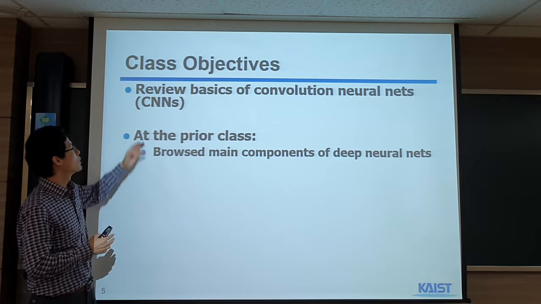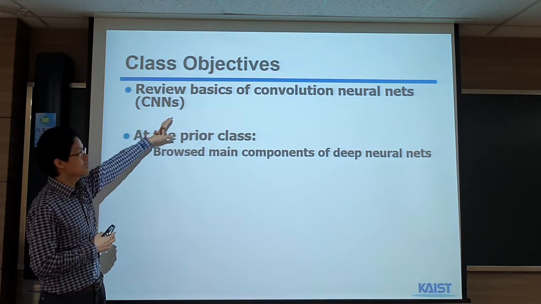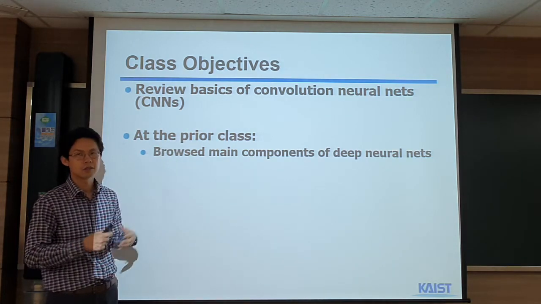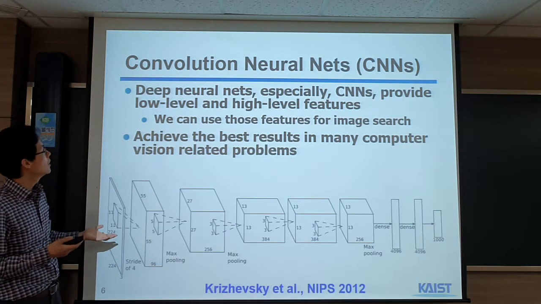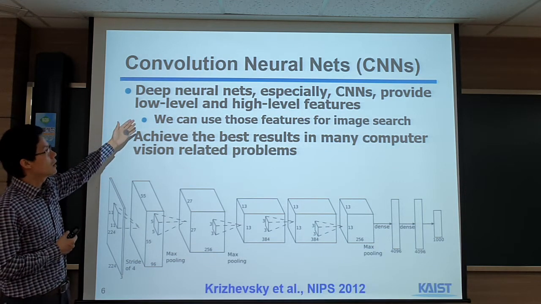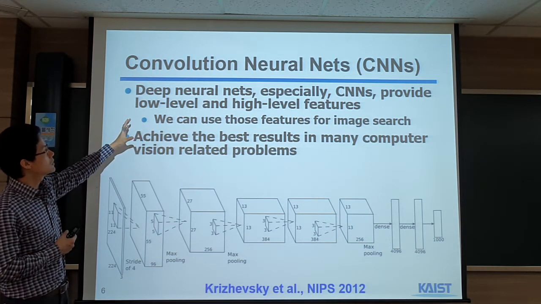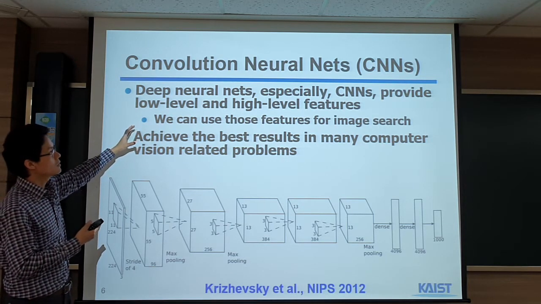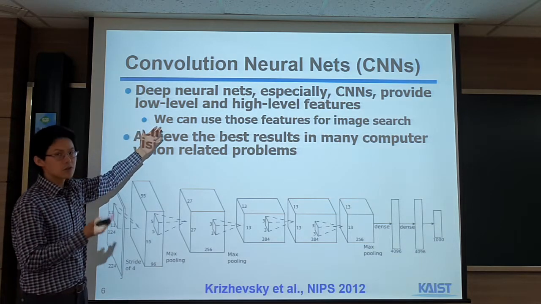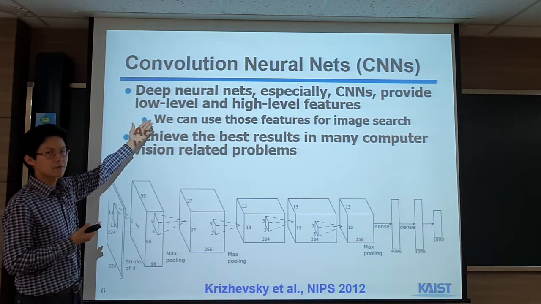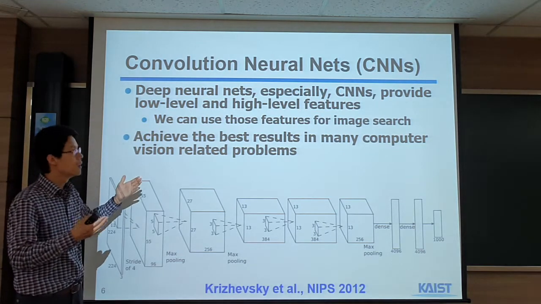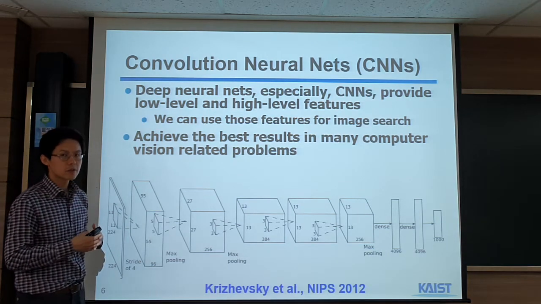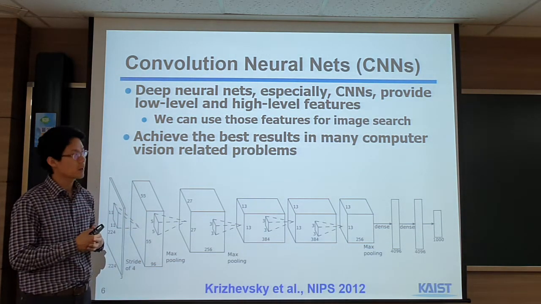And then today we will review the basics of the convolutional neural net, which is CNNs, which are very commonly used for many computer vision related tasks. The CNNs are one of the most common deep neural nets. The main reason why we are talking about the CNN is that it can provide different levels of features. It can provide low level features, and also very high level semantic features, so that we can use those features for image search or many other computer vision related tasks.